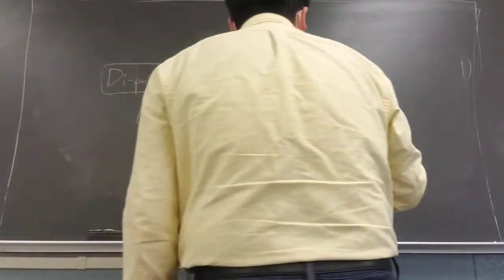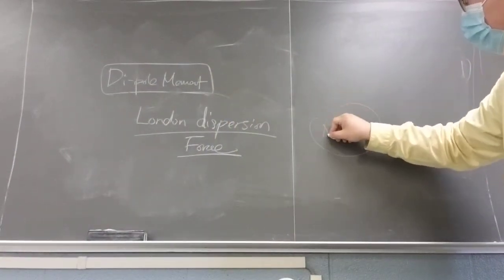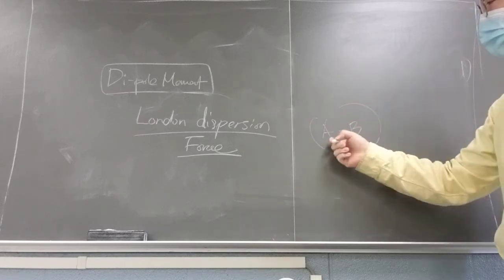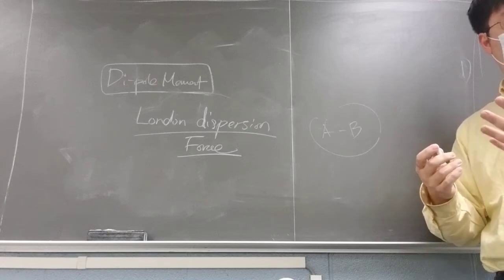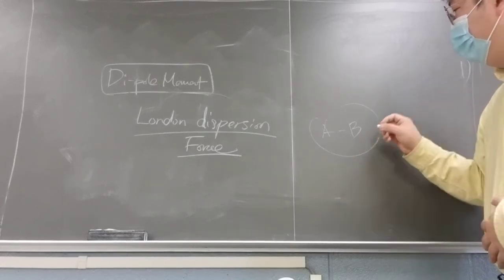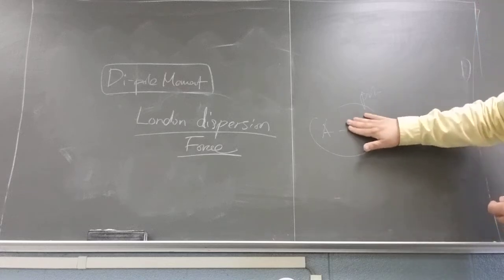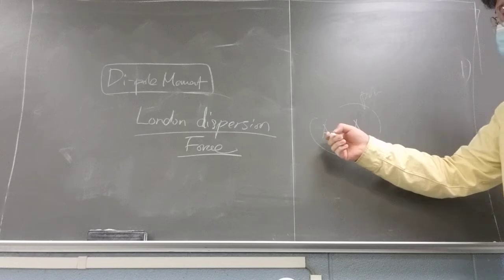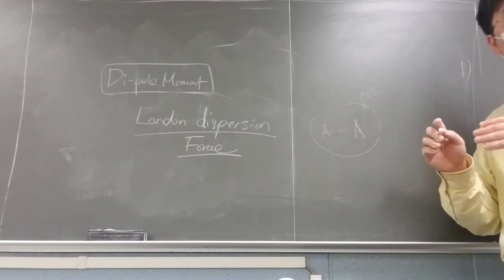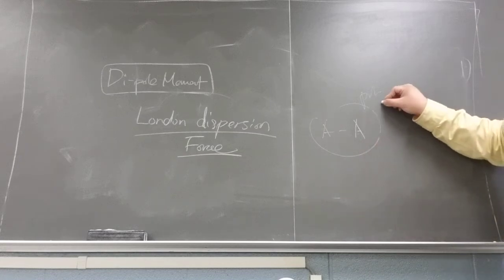So here's the thing: if you have a molecule made of A and B, which are different elements, there will be different electronegativity. So this will have some polarity there for sure. But if you have the same elements making a bond all the way, there will be no change in electronegativity, right? So this will become nonpolar.